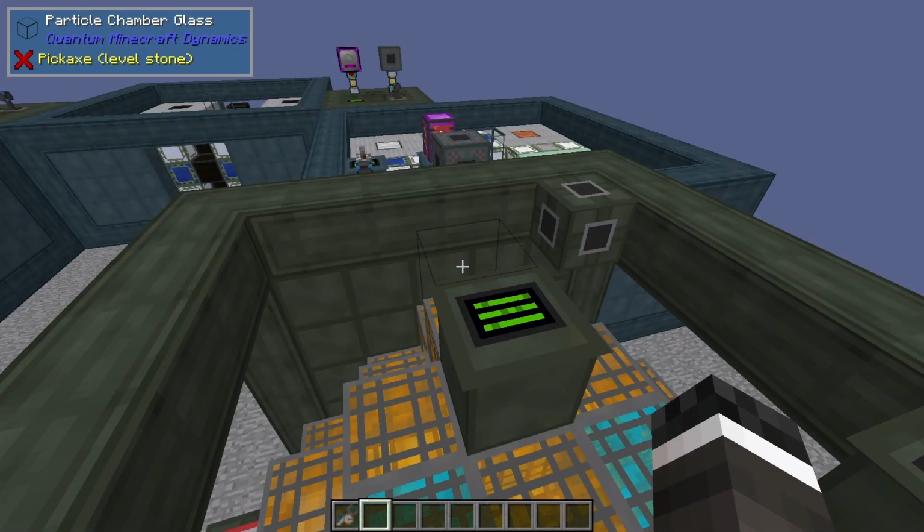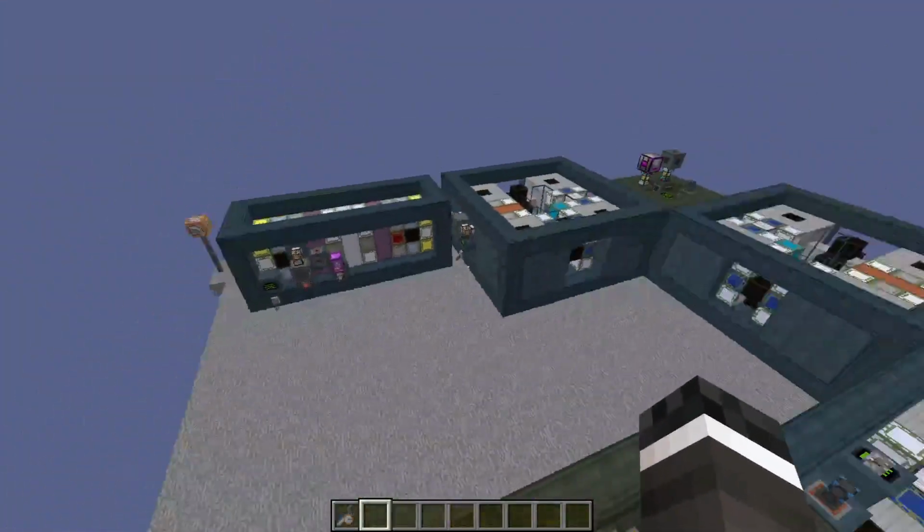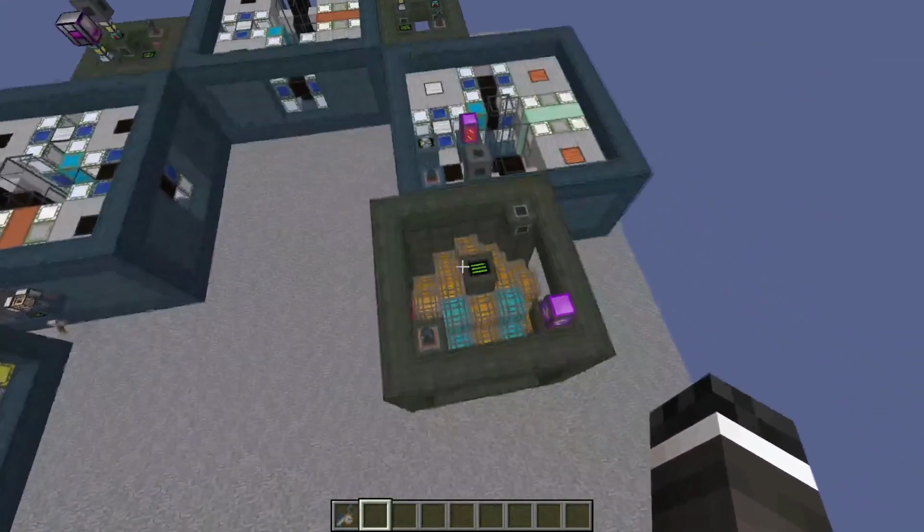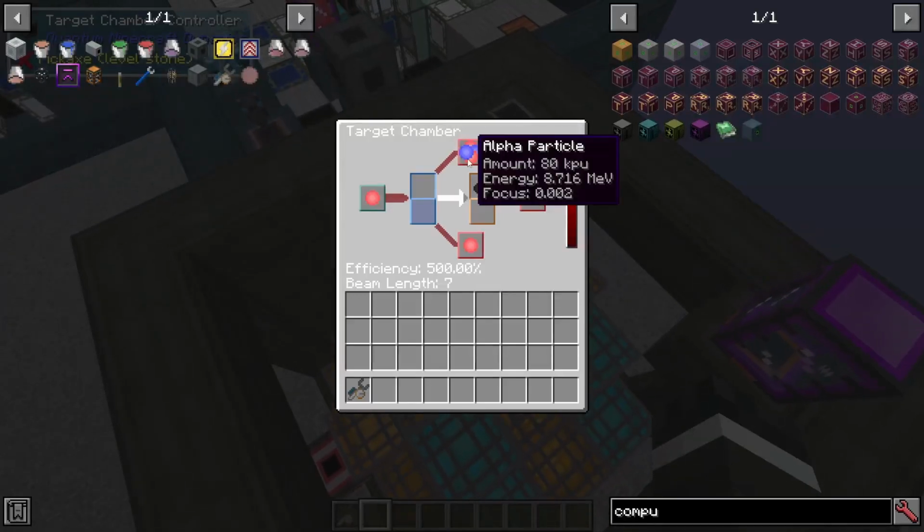Okay, so let's do a little recap. In this video, we defined the beam multiplier. We talked about the benefits and the issues that arise from building one. Then we talked about how to design a beam multiplier and gave some tips on that. And finally, we built the setup with the goal of eventually getting an 80 kPu per tick alpha particle beam.